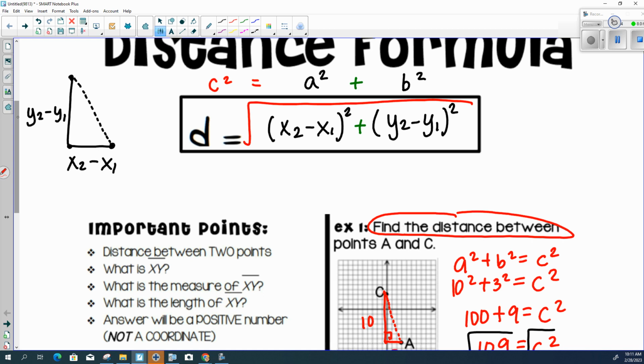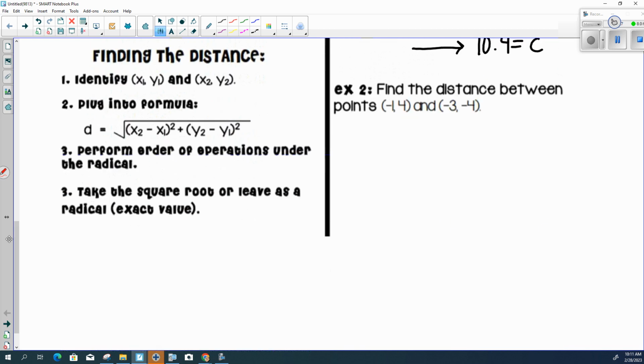Okay, let's go down and look at an example with ordered pairs. The first thing that you should do is label your x's and your y's. So this is my first ordered pair, so I'm going to label it x sub 1, y sub 1. And this one here is my second ordered pair, so I'm going to label it x sub 2, y sub 2. This is your first one, it should be the 1's. This is your second one, it should be the 2's. Step number 2, plug your numbers, -1, 4, negative 3, negative 4 into the formula.